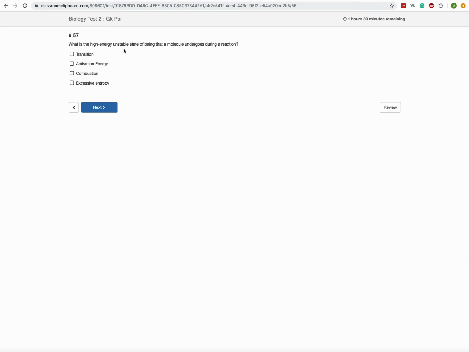What is the high energy unstable state that a molecule undergoes during a reaction? It's the transition state. That's where it is during the hump.